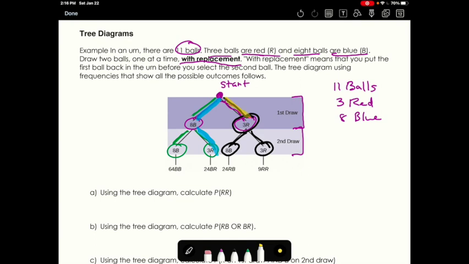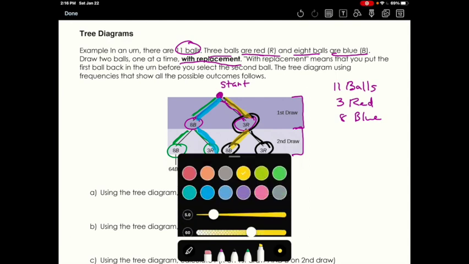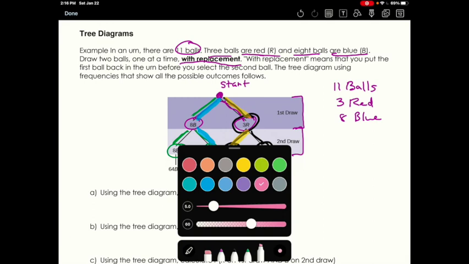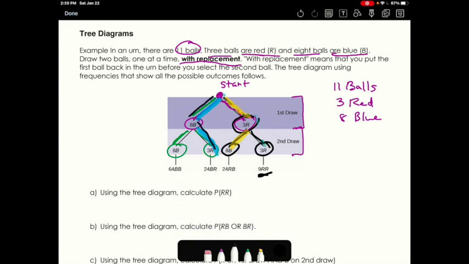If I come down a different path, like this path here that I just labeled yellow, that means for the first ball, I picked one of those 3 red balls, and then for the second pick, I picked one of the 8 blue balls. So all these different paths show you the different possibilities that you could have. For this path right here, I pick a red ball and I pick a red ball, and there's 9 possible outcomes for that to happen. That's why it says 9 and then RR. This means a red ball on the first time, and then a red ball on the second time. That's where the RR is coming from.